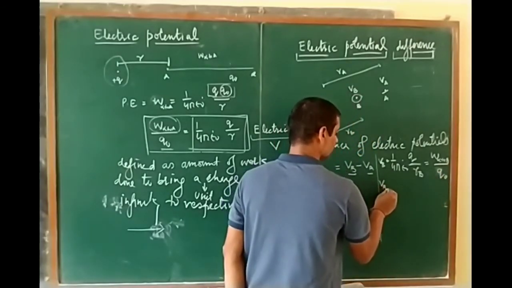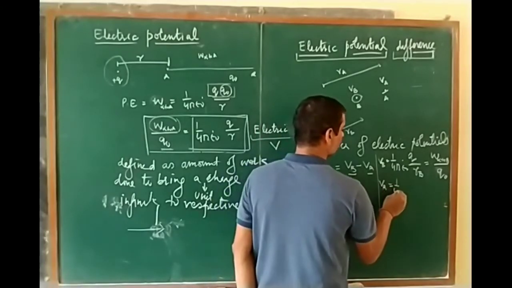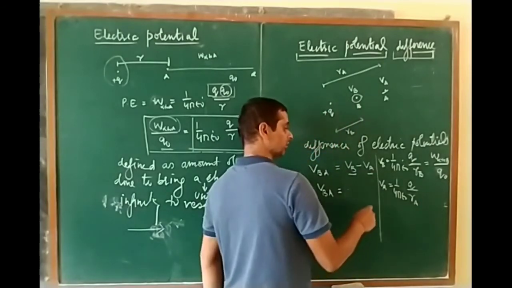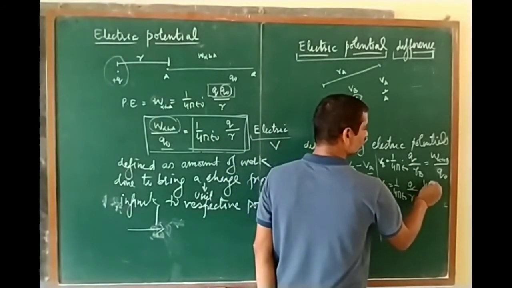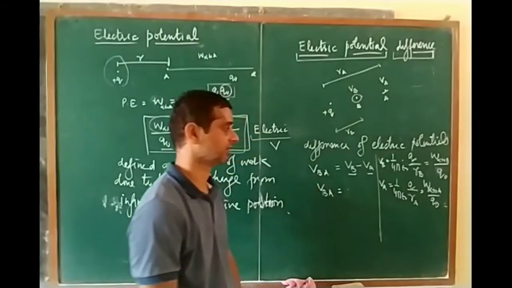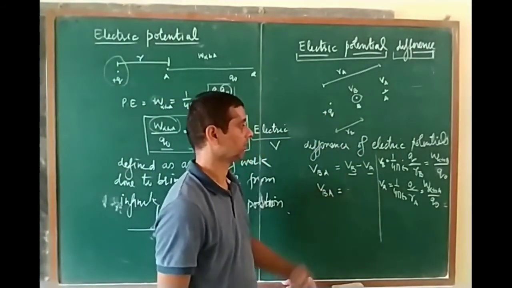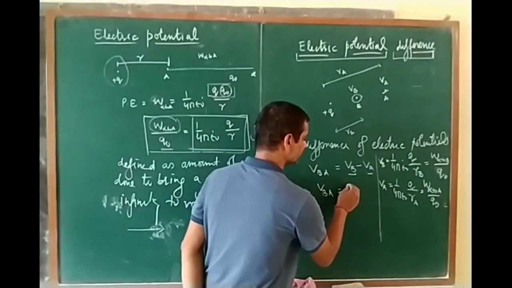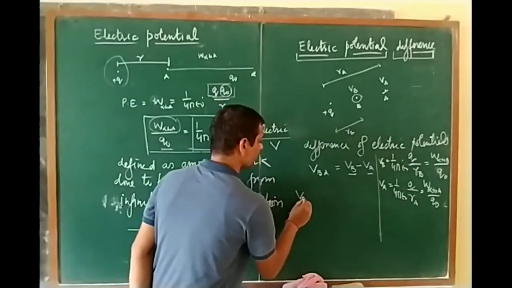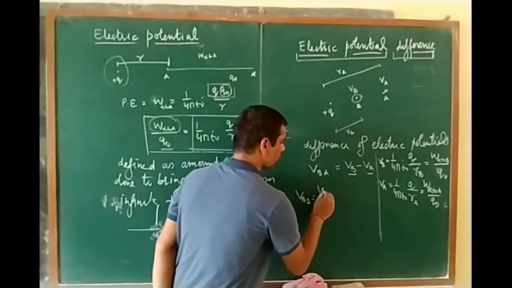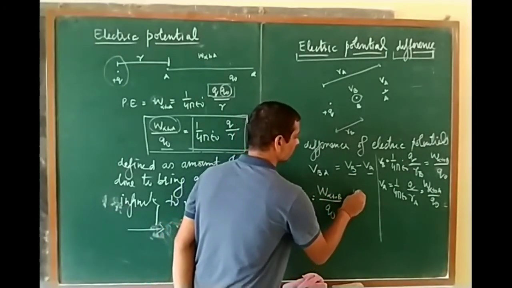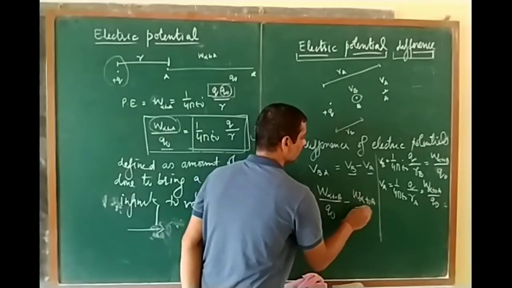Similarly, VB we have calculated. Now VA is 1 upon 4 pi epsilon naught Q divided by RA. The source charge is the same, the location is RA. That is equal to the amount of work done to bring a charge from infinity to location A per unit test charge. Now if you put these observations in this equation, so what do we get? VBA is equal to the amount of work done from infinity to B per unit test charge minus the amount of work done from infinity to A per unit test charge.